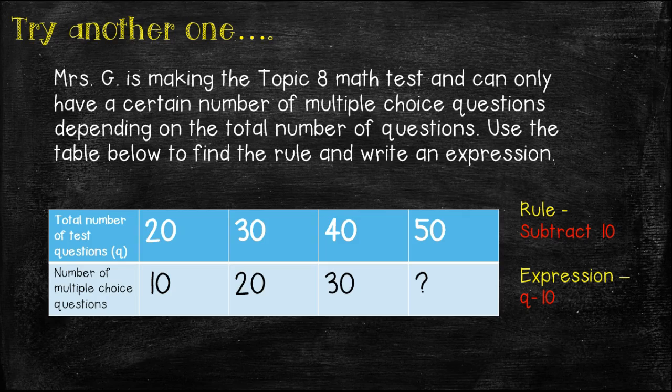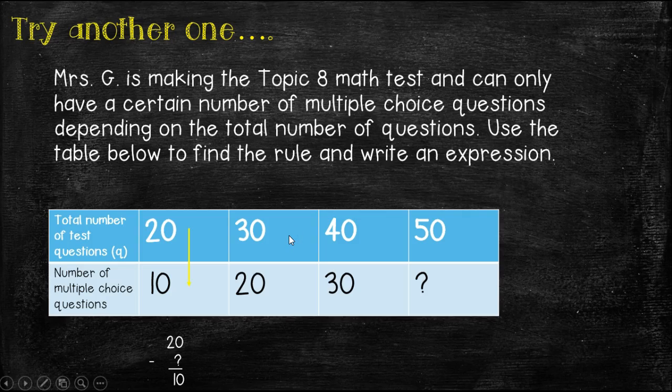Okay, was your rule subtract 10 and your expression Q minus 10? Well, I hope so, because that's the right answer, and here's how I found it. First of all, we had to look back at our table and think, what did we do to the 20 to get to 10? And then see if that pattern extends throughout the table. Well, we know that would be 20 minus something gives us 10. So our next one would be 30 minus something gives us 20, and 40 minus something gives us 30.